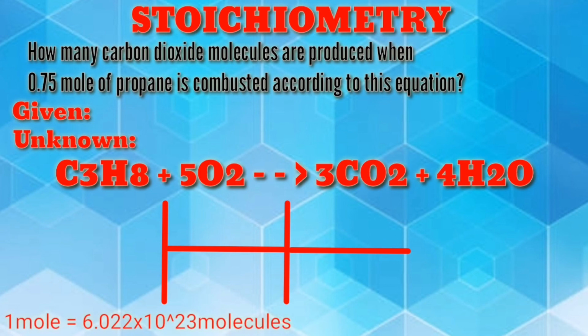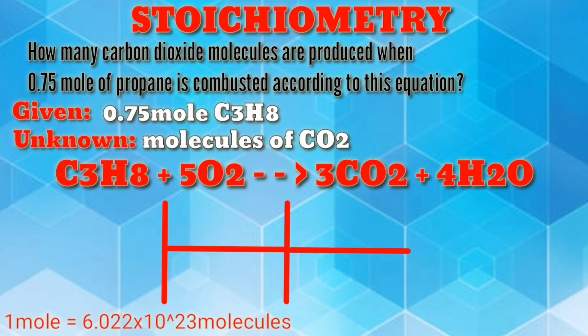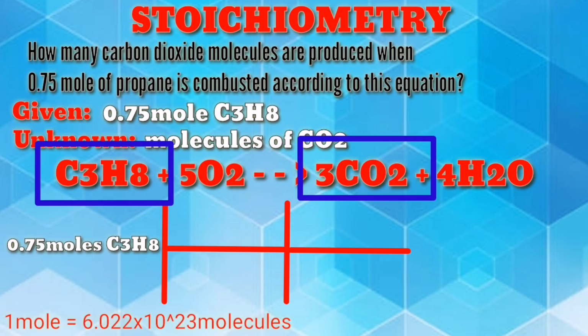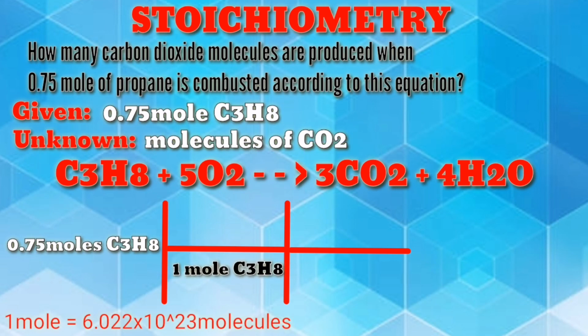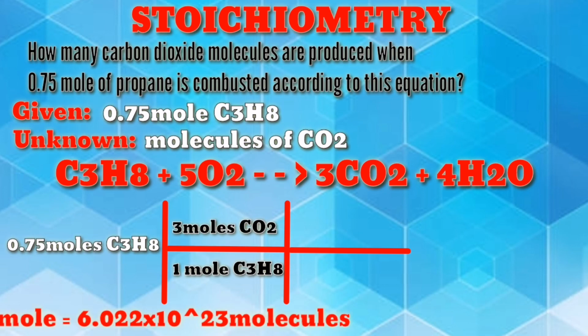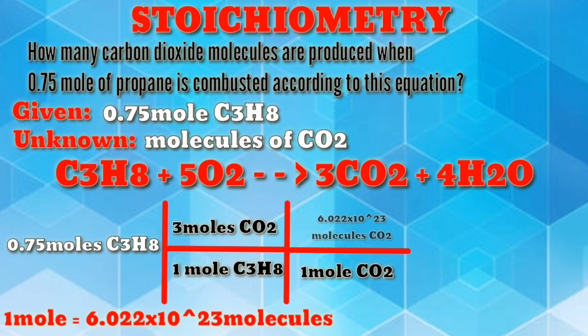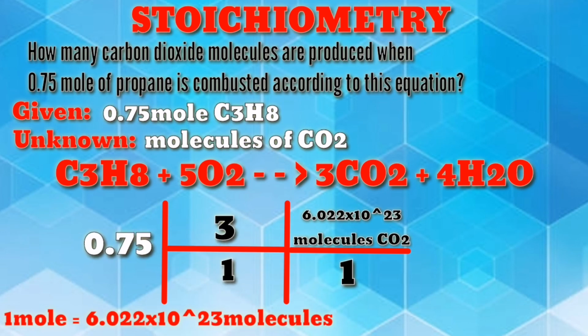Now, as always, identify the given and the unknown. Let's start with the given, 0.75 moles of propane. Note that the given is in moles already, so the next step would be the stoichiometric ratio between the given and the unknown. That is 1 mole of propane is to 3 moles of carbon dioxide. The next step now is the equivalent Avogadro's number of 1 mole of carbon dioxide. Do the cancellation of units. Then, calculate.